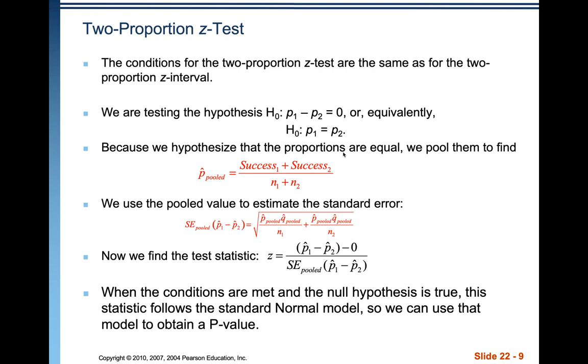All right, so based on that, we can find the test statistic. The test statistic z is always going to equal our statistic minus our hypothesized value, which in this case is 0, and then it's going to be divided by the appropriate standard error or standard deviation, and so in this case, our pooled standard error. When the conditions are met and the null hypothesis is true, this statistic follows the standard normal model, so we can use that model to obtain a p-value.